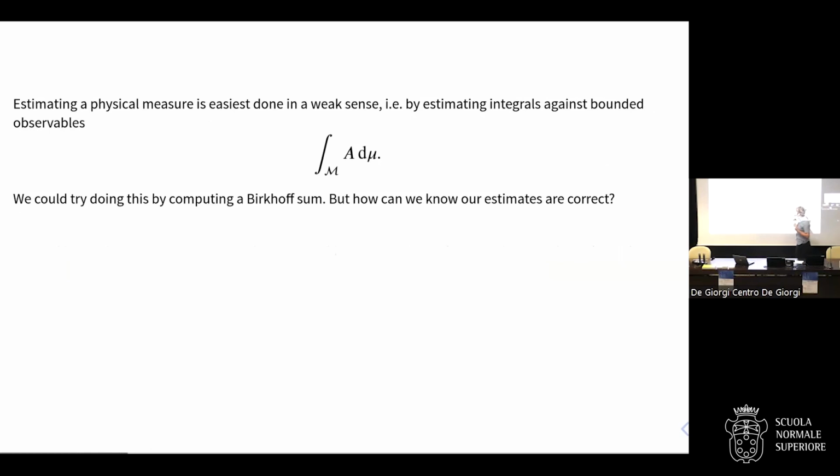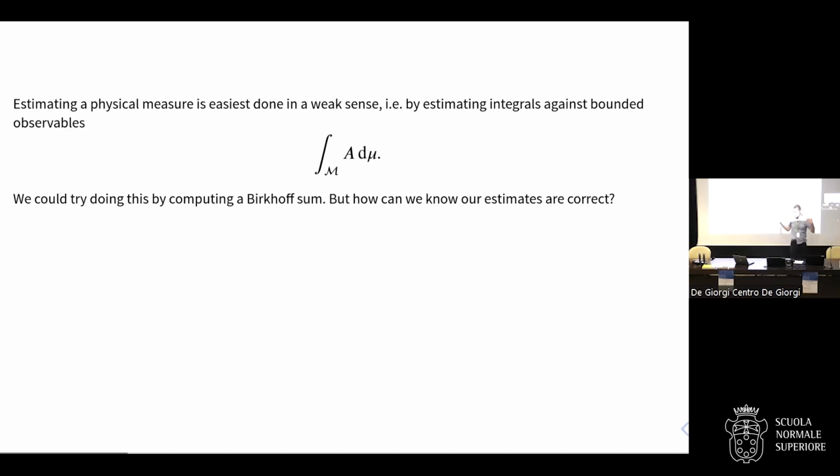Given these physical measures, which tell us a lot about the statistics of our system and its long-term behavior, and which also come into play when we're trying to do other things that I'll talk about later, like estimating transfer operators or looking at their limit statistics, we need to understand something about this physical measure.